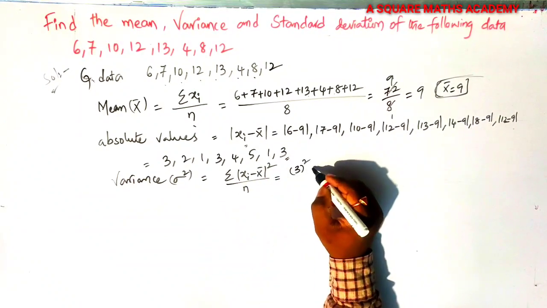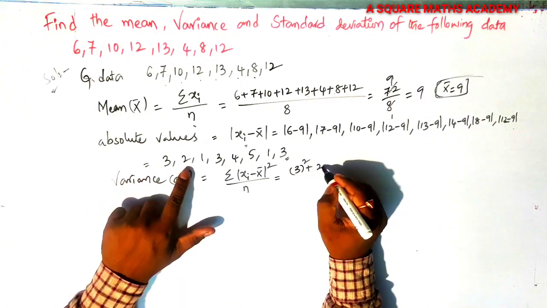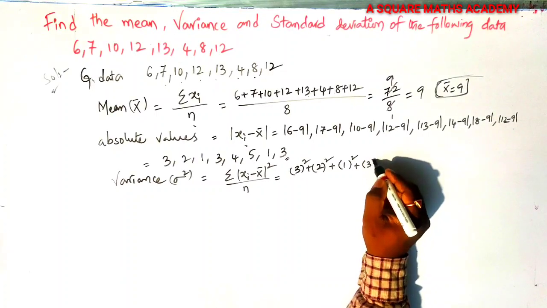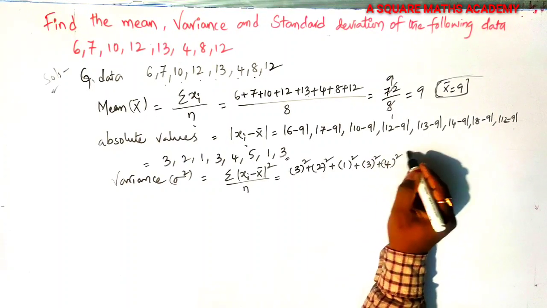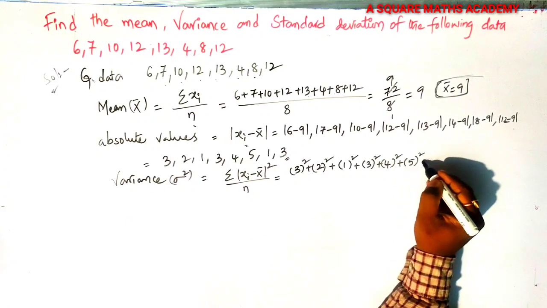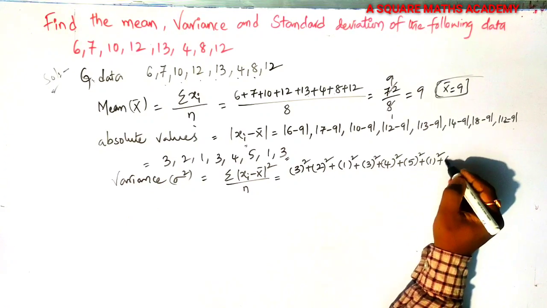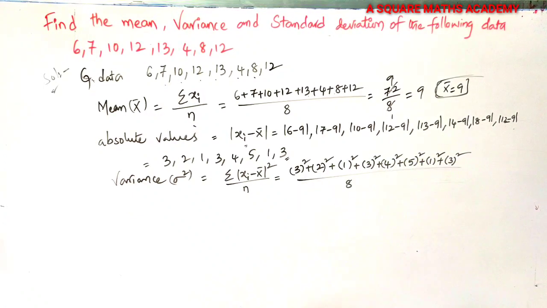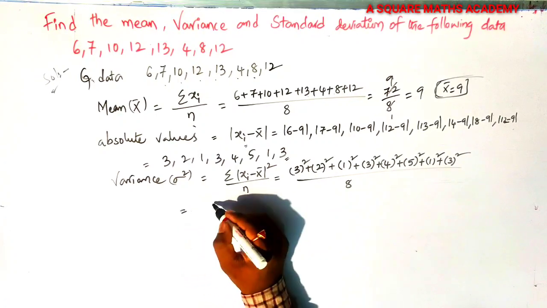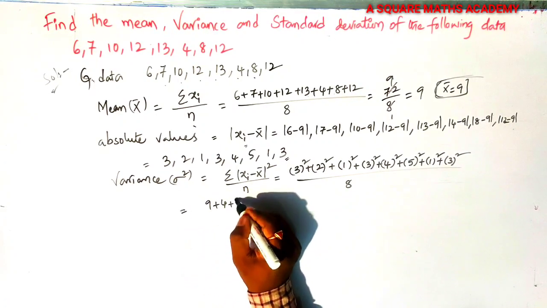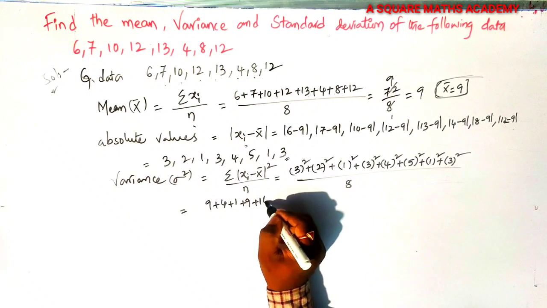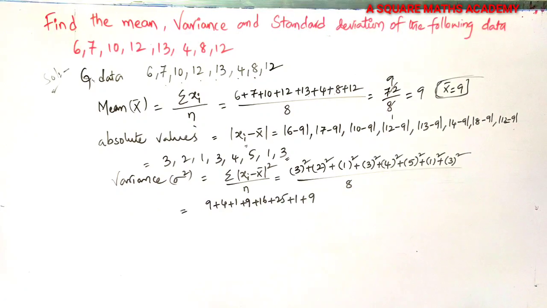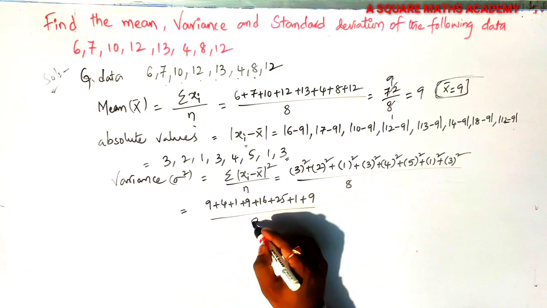3 square we get here. First observation, this is 3 square. Second one is plus 2 square plus 1 square plus 3 square plus 4 square plus 5 square plus 1 square plus 3 square. Divided by the number of observations, again 8. Clear? So now we get 3 square value 9, 4, 1, 9, 16, 25, 1 and 9. Divided by 8 as it is.